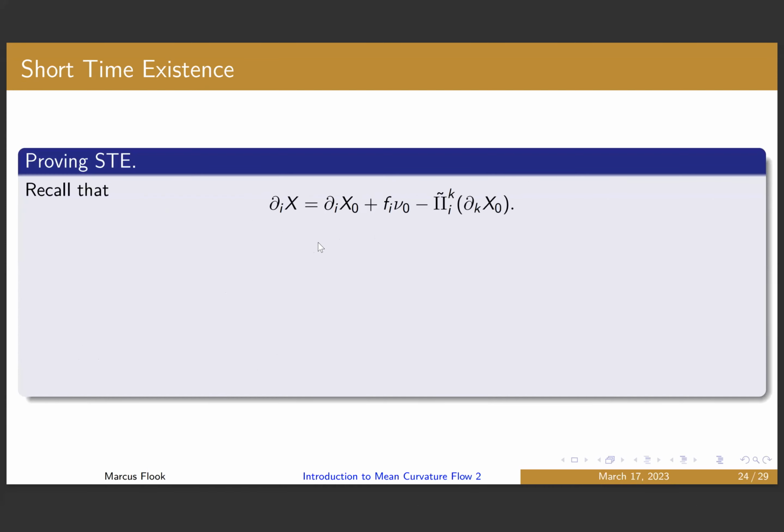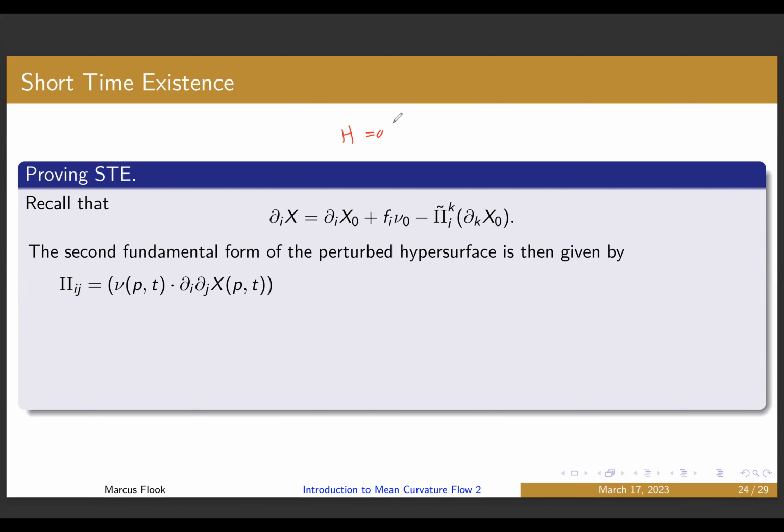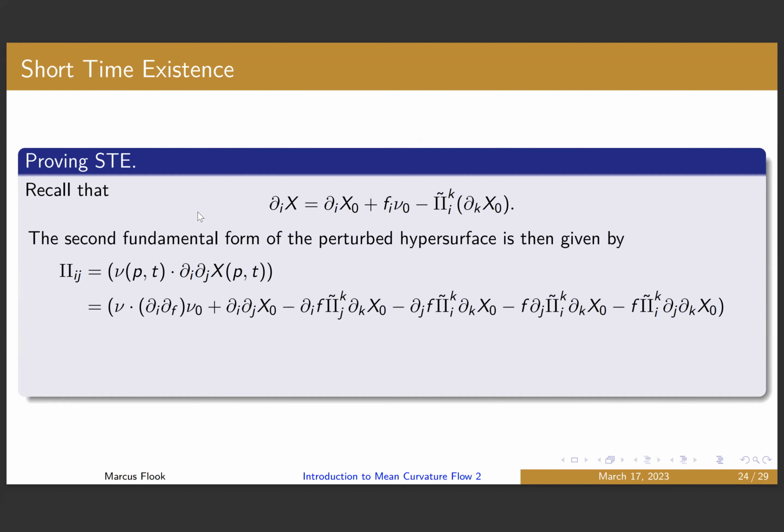Okay, so again, just stating our tangent vectors. We want to compute the second fundamental form of the perturbed hypersurface, remembering that the end goal is getting to our expression for mean curvature, which is just the trace of our second fundamental form in the way that we're working. So this is the end goal that we're trying to get to. Okay, so let's consider what. So this is obviously a very gnarly expression.